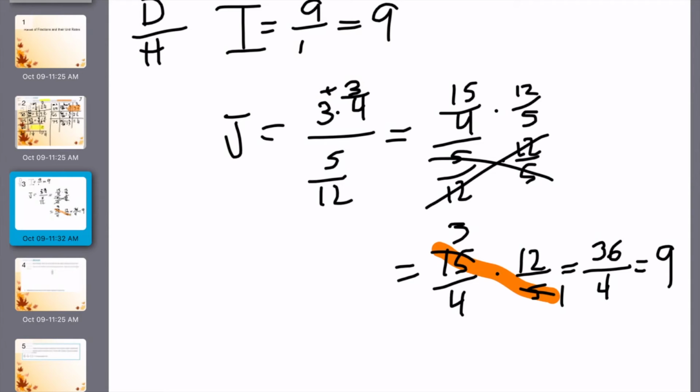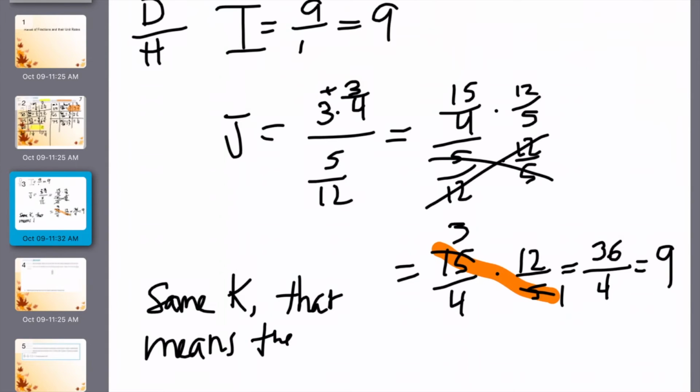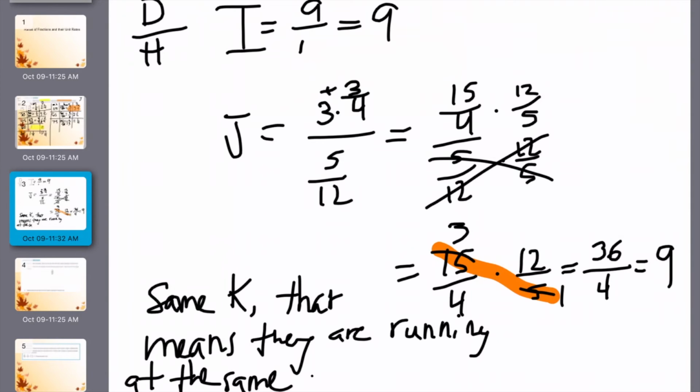So it seems like they have the same constant of proportionality, and they ultimately run the same distance. Since they have the same constant of proportionality, same k, that means they have the same rate. They are running at the same rate. So they are equally as fast. They run the same speed.